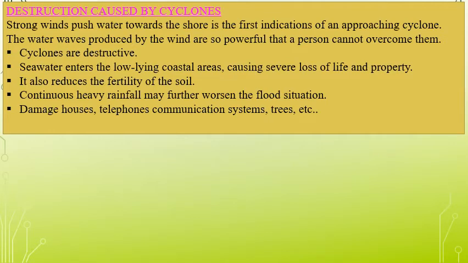Now let's come to the destruction caused by cyclones. Strong winds pushing water toward the shore is the first indication of an approaching cyclone. The water waves produced by the wind are so powerful that a person cannot overcome them. Cyclones are destructive. Seawater enters the low-lying coastal areas, causing severe loss of life and property. It also reduces the fertility of the soil. Continuous heavy rainfall may further worsen the flood situation, damaging houses, telephone communication systems, trees, etc.